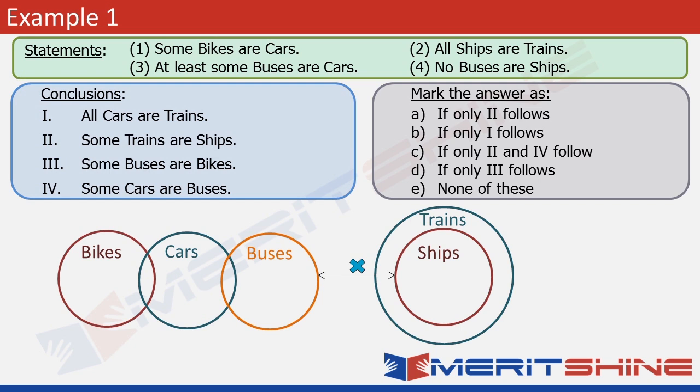Once you have drawn this, it's very simple to answer. Look at the conclusions now. All cars are trains. What do you see here? There is no intersection between cars and trains. So this is incorrect. Does not follow. 2. Some trains are ships. We can clearly see in the figure that all the ships are within trains only. So this is true. This follows. Number 3. Some buses are bikes. We can see from the figure that bikes are not intersecting with buses. So that does not follow. Number 4. Some cars are buses. Obviously, that's there. We can see it in the figure. So 2 and 4 follow. And our answer would be option C.